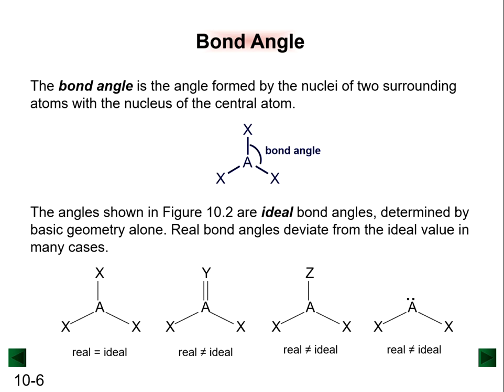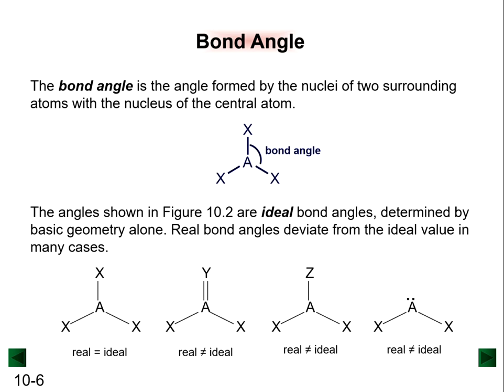A bond angle is the angle formed by the nuclei of two surrounding atoms along with the central atom. So in this central picture, we have the central atom A with three X atoms surrounding it. And from X to A to X, that angle is what we will call a bond angle. Earlier, we looked at the distance from A to X. We call that the bond length. Bond lengths and bond angles, of course, are crucial in dictating molecular structure.